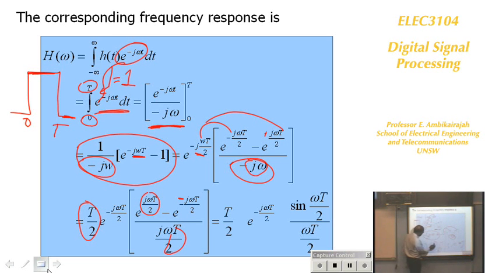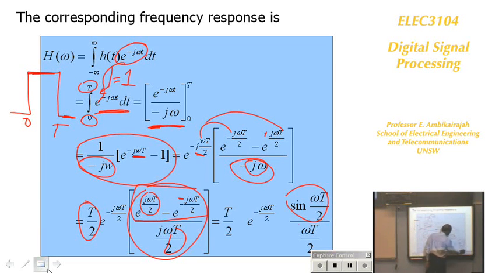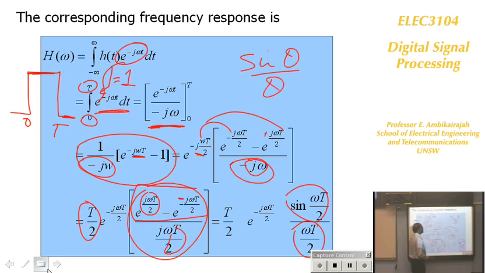So now I can write this whole thing as sine omega T over 2, that is that bit, divided by omega T over 2. It's like a formula, sine theta over theta. That's what I'm trying to manipulate. And you all know this is sine, isn't that right? Remember I have done that earlier. So you will find this is your magnitude part, this is your phase.